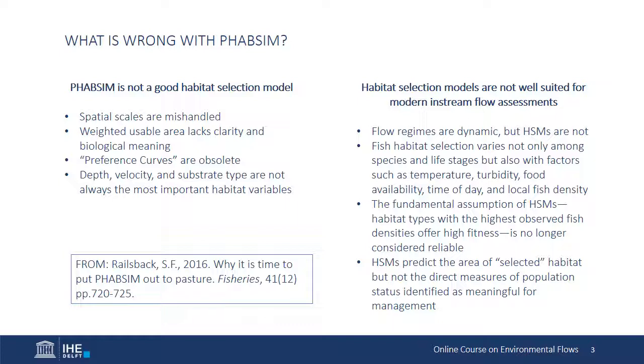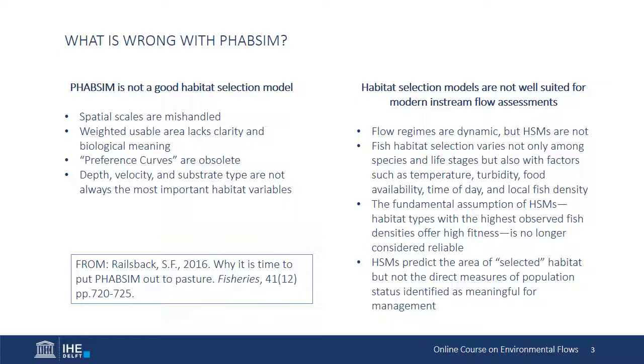Second, he notes that even if converted into a better habitat selection model, these models are not well suited for modern in-stream flow assessments. He notes that modern assessments focus on dynamic flow regimes, but habitat selection models cannot address habitat variation through time. Moreover, even the variables affecting habitat preferences change through time, like changing temperatures or turbidity levels at a given point in a river with otherwise steady depth and velocity. This variability is difficult to handle in habitat selection models and commonly ignored.